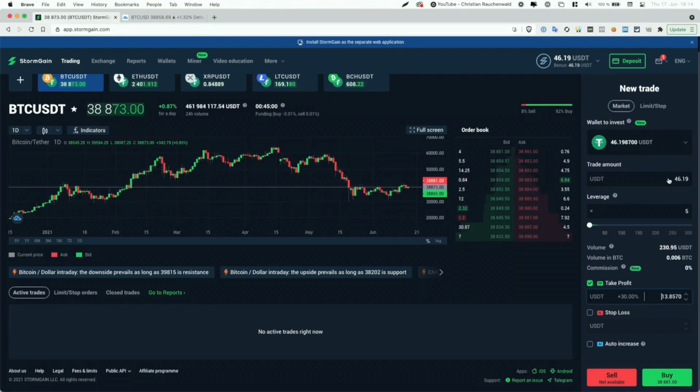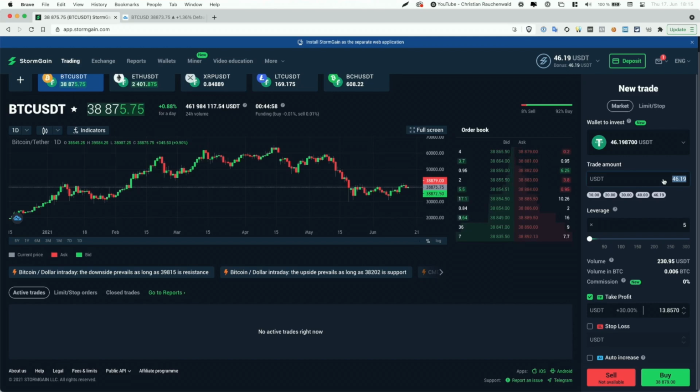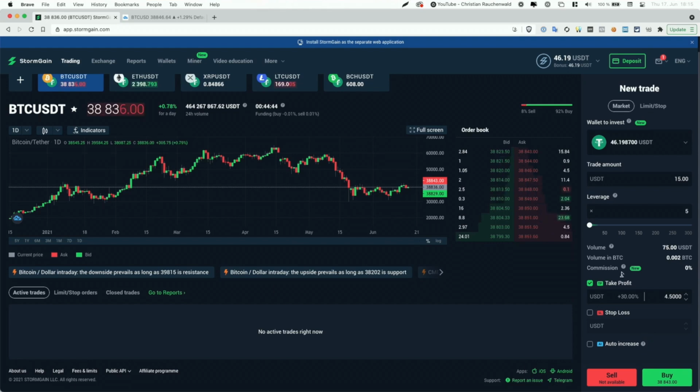And with that all out of the way, we're gonna go back to StormGain, and there we're actually gonna open a position. In this case, I'm just gonna play it safe, and I'm not gonna risk the entire 46 USDT, but I'm actually gonna start with, let's say, 15 USDT, 5 times leverage, and no take profit for now, and all I have to do is basically click the buy button.